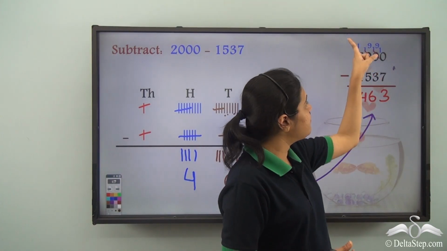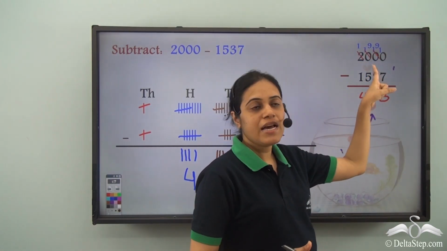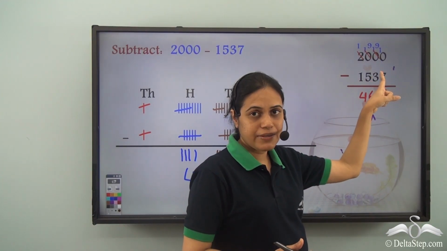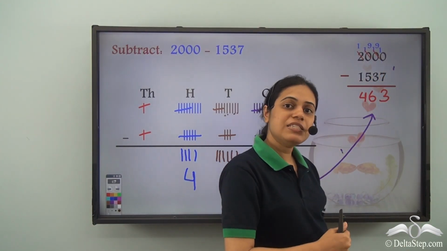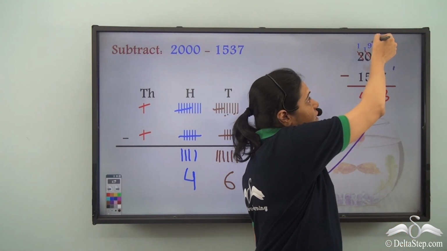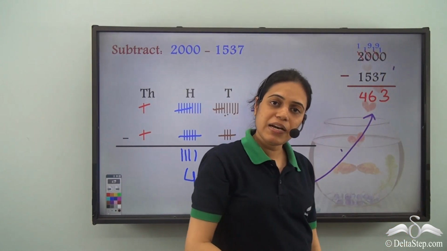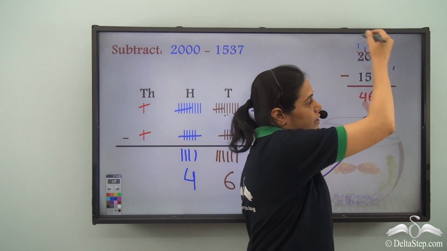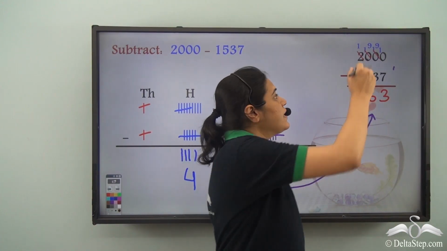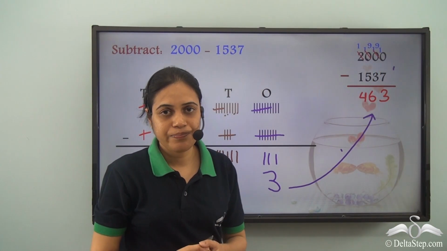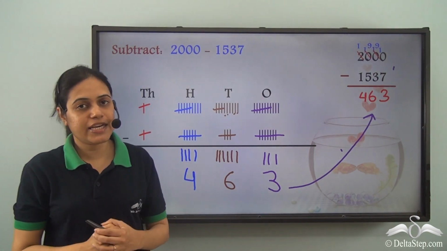Thousands place will give 1 to the hundreds place and it will decrease by 1. Now the hundreds place becomes 10. Now hundreds place will give 1 to the tens place. So the hundreds place will become 9 and tens place becomes 10. And then the tens place again gives 1 to the ones place. Tens place becomes 9 and ones place becomes 10. This is how borrowing takes place.